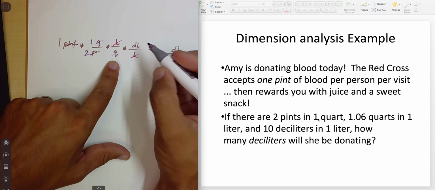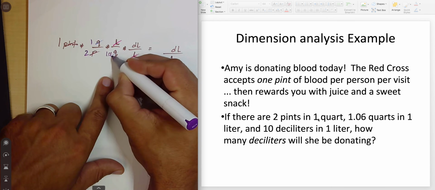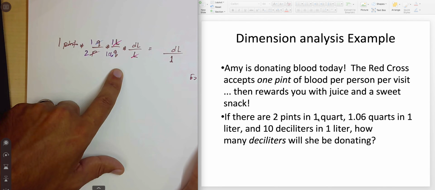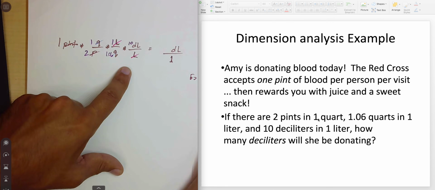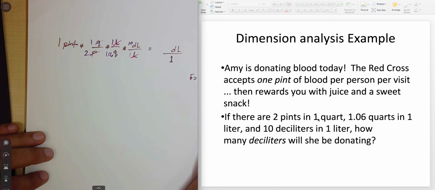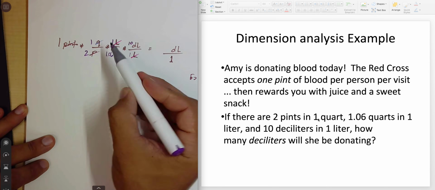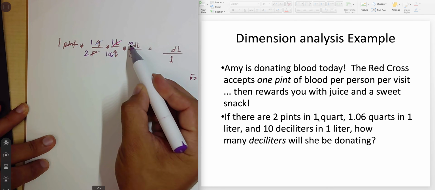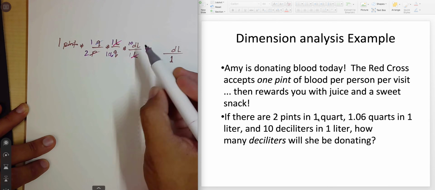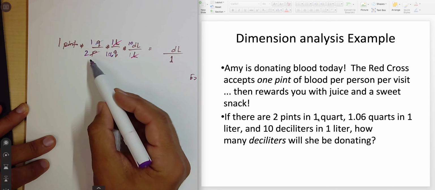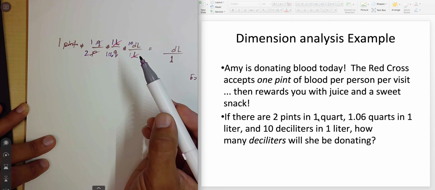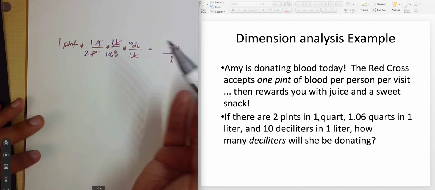There are 1.06 quarts in 1 liter, and there are 10 deciliters in 1 liter. And now we just do the math. 1 times 1 times 1 times 10, over 2 times 1.06. So now this is 10 divided by 2 times 1.06. And then you'll get your answer. I don't know, 4 point something.